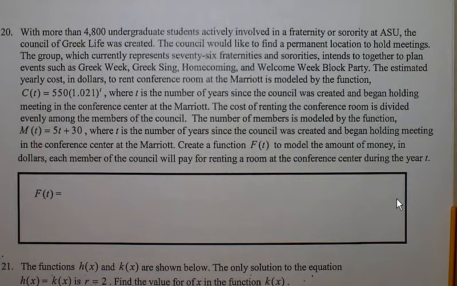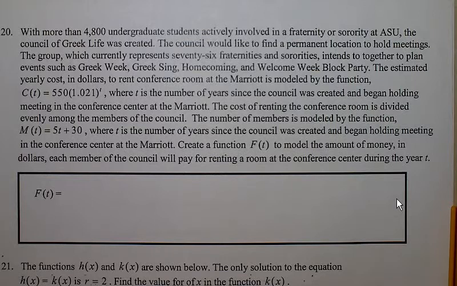With more than 4,800 undergraduate students actively involved in a fraternity or sorority at ASU, the Council of Greek Life was created. The Council would like to find a permanent location to hold meetings. The group, which currently represents 76 fraternities and sororities, intends to gather to plan events such as Greek Week, Greek Sings, Homecoming, and Welcome Week block party.